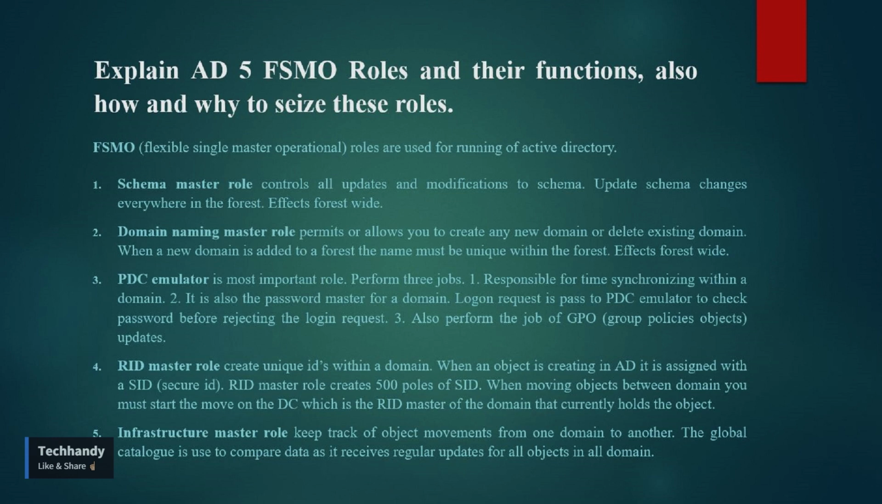RID master role creates unique IDs within a domain. When an object is created in AD, it is assigned a SID, security ID. RID master role creates pools of 500 SIDs. When moving objects between domains, you must start the move on the DC which is the RID master of the domain that currently holds the object. Infrastructure master role keeps track of object movements from one domain to another. The global catalog is used to compare data as it receives regular updates for all objects in all domains.